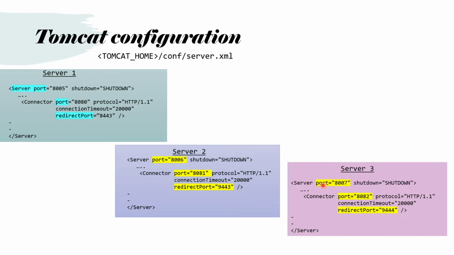This can be any port, but I'm keeping it this way. On server 3, the server port will be 8007, the connector port will be 8082, and the redirect port will be 9444. Okay.